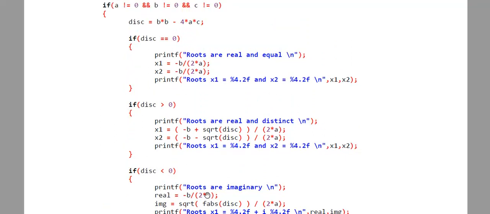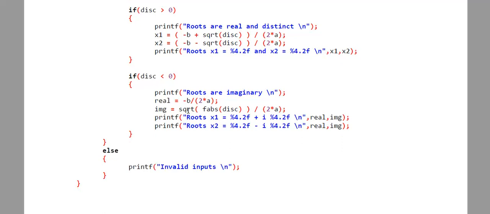Okay. Next situation is if DISC value is greater than 0, means DISC is a positive value. If this condition is true, it will come inside here and we print "roots are real and distinct". Then our calculation is x1 is equal to, so if you see the numerator, we have the bracket for the whole numerator, minus b plus sqrt. Sqrt is the function included in the math library, so you can directly use that.